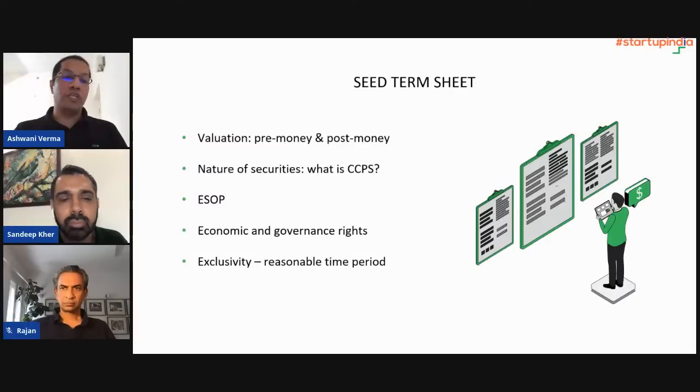The second bit which we would like to highlight in terms of importance in a term sheet would be the nature of securities. There are primarily two kinds of securities, at least in India: equity shares and preference shares.